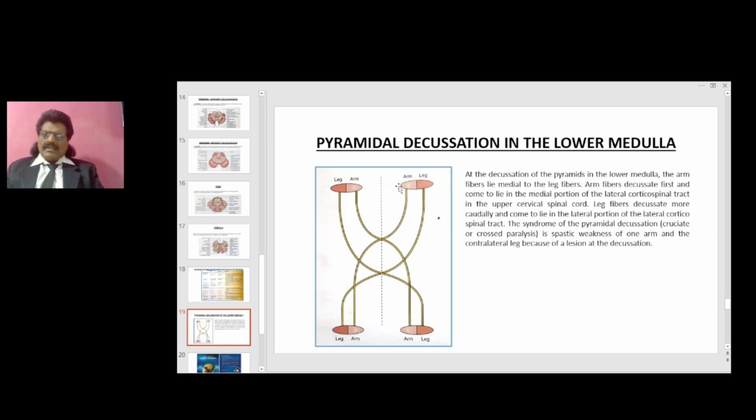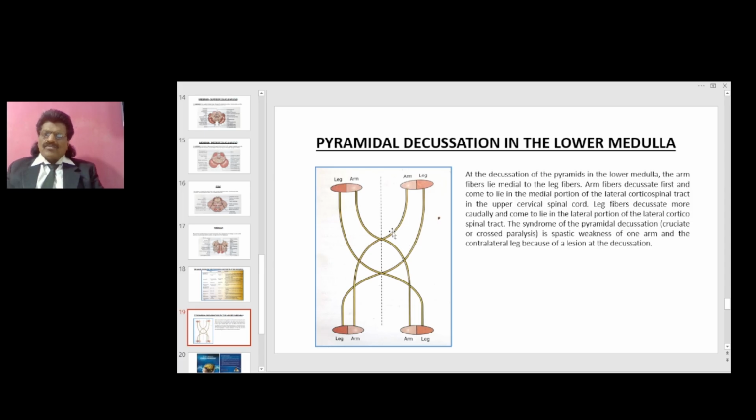Finally, we will talk about the decussation of the corticospinal tract. It is at the level of the medulla oblongata. The arm fibers cross above, and the leg fibers cross caudally below. So here it's a very peculiar situation where you can have cruciate or crossed paralysis. Imagine there's a lesion here. What happens? The leg fiber is affected on this side, whereas the arm fibers are affected on the other side. So one side arm, the other side leg. This you call cruciate hemiplegia.